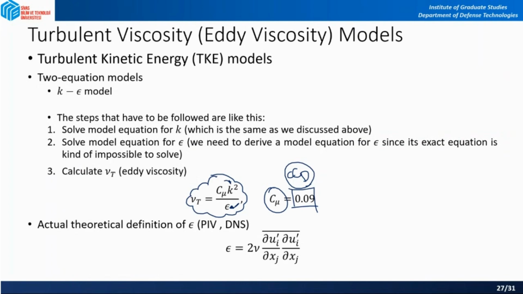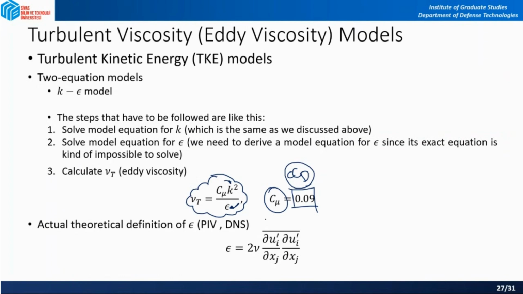We need a model for the epsilon equation, but before going there, I would like to give the exact transport equation for epsilon, and I will not derive it. I will write the already derived version. Before that, we know the actual theoretical definition of epsilon. The theoretical definition of epsilon is 2 times nu times the average of du_i prime dx_j times du_i prime dx_j.